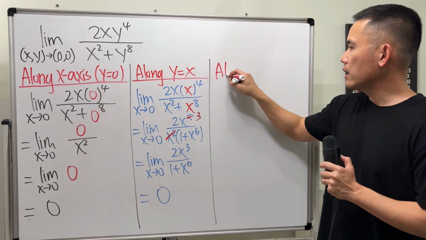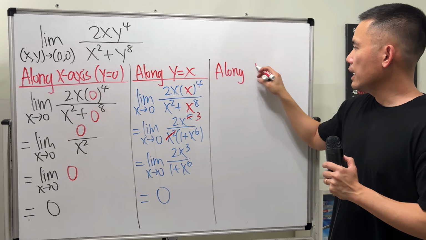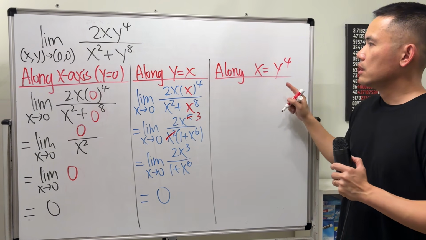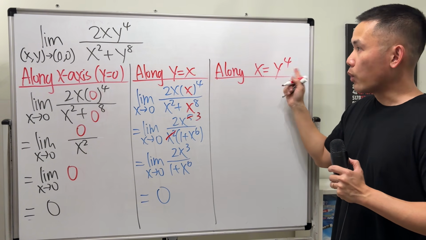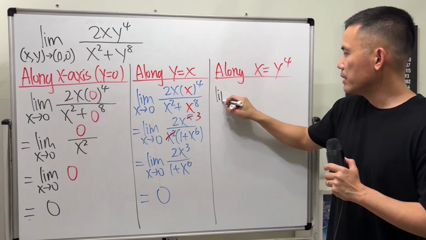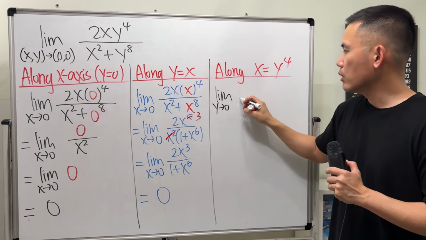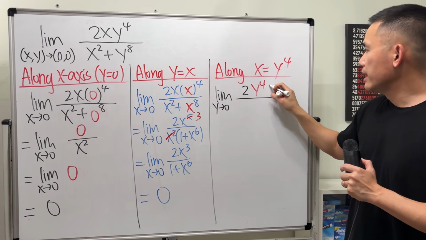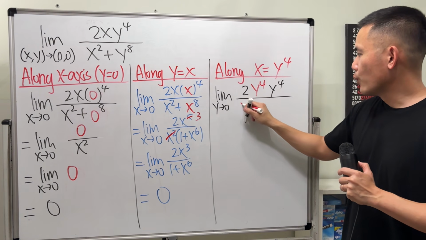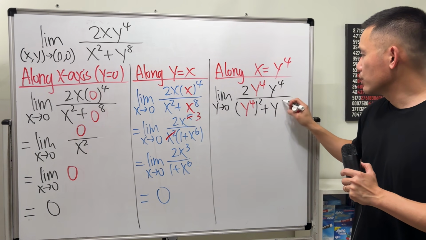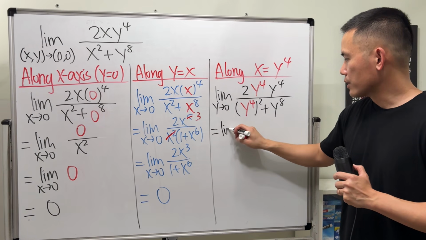So let's try along this. We want x to be y to the 4th power. So that means I'm going to keep the y now. I will put y to the 4th power into the x here. So this is the limit as y approaches 0. And then we have 2 times y to the 4th, and then another y to the 4th, and then over y to the 4th to the 2nd, plus y to the 8th. Now let's work this out a little bit.